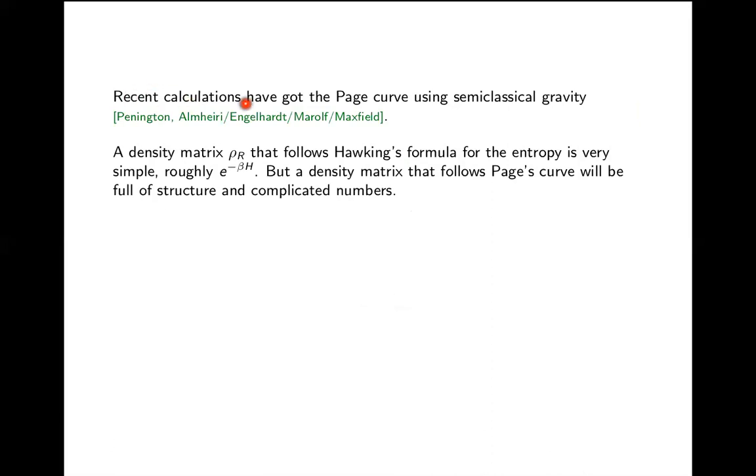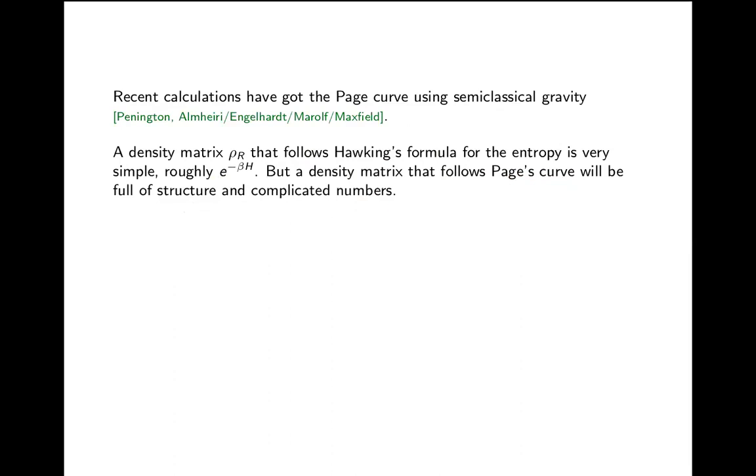So recent calculations have got the Page curve using semi-classical gravity. This is interesting and surprising because of the following. Rho sub R means the density matrix of the radiation of an evaporating black hole. A density matrix rho R that follows Hawking's formula for the entropy can be very simple. Basically, the density matrix is just a thermal density matrix. But a density matrix that follows Page's curve will be full of structure and complicated numbers. It's kind of like a pure state.